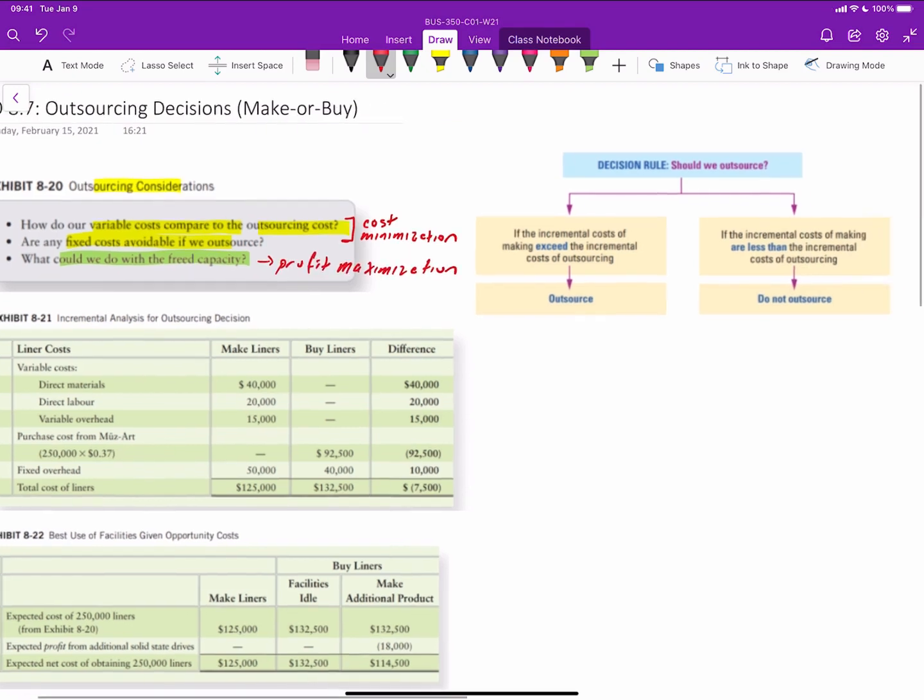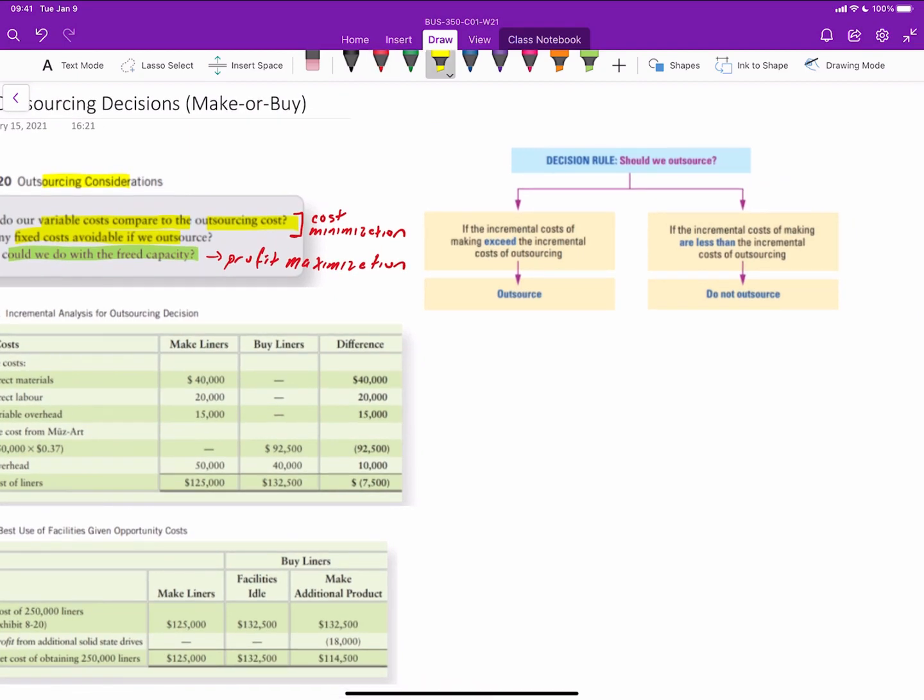In essence, the decision rule on whether to outsource comes down to this: if the incremental costs of making exceed the incremental costs of buying, then we will outsource it. If the incremental costs of making are less than the incremental costs of buying outside, then we wouldn't outsource. It's as simple as that.